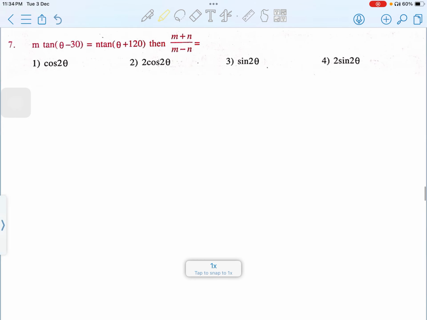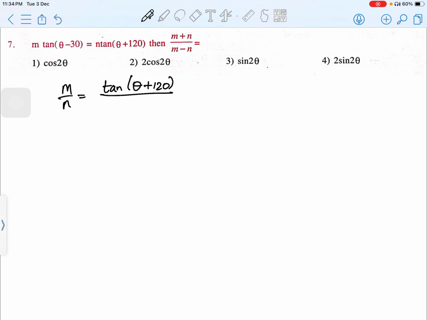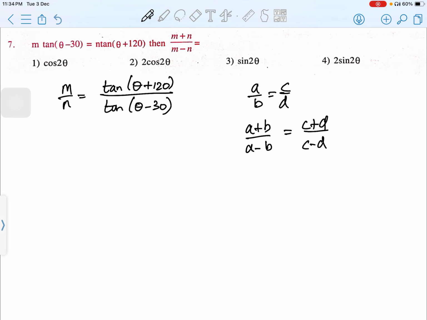So one more question. They gave a relation for m and n. So m by n is tan of theta plus 120 by tan of theta minus 30. So these two things are in ratio, so we'll apply componendo dividendo. A by b equals c by d. Componendo and dividendo is a plus b by a minus b equals c plus d by c minus d, or vice versa. Numerator also can be minus, denominator also can be minus. So any one of them will give positive, one of them negative.